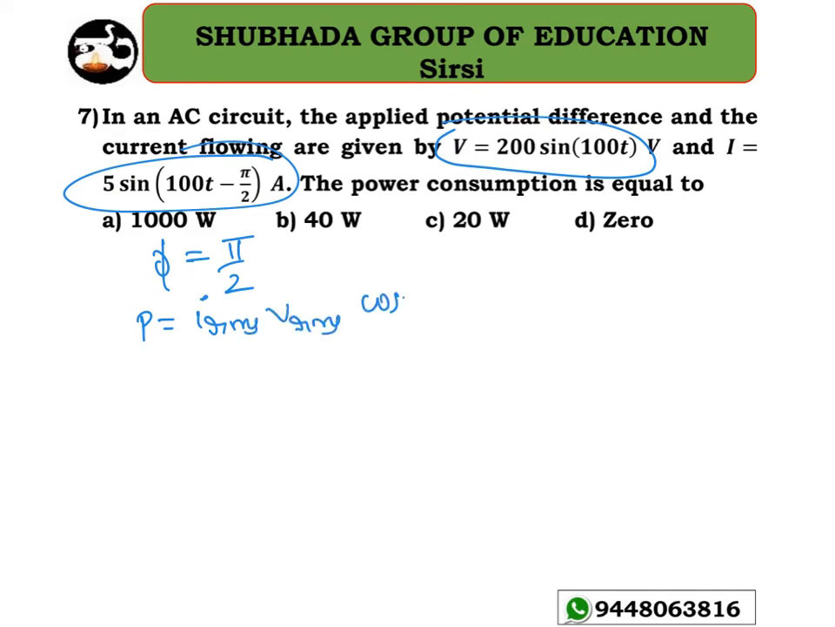Okay, you know that power dissipated P equal to I RMS into V RMS into cos phi, right? So therefore phi is going to be how much? It is pi by 2. So cos pi by 2 is 0. So clearly the power dissipated is 0 watt. So option D is the right answer. No need to calculate anything.